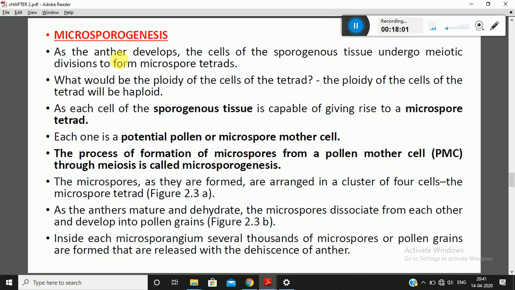Now microsporogenesis means how microspores are formed. This involves the process of meiosis. Sporogenous tissues are present in the microsporangia. The cell of each sporogenous tissue will behave as a microspore mother cell, which will undergo meiosis 1 and meiosis 2, leading to the formation of four microspores. All four microspores are attached together in the form of a tetrad. As the anther undergoes maturation, these microspores will get separated from each other, and they will develop in the form of an individual pollen grain, which gets liberated after the dehiscence of anther.